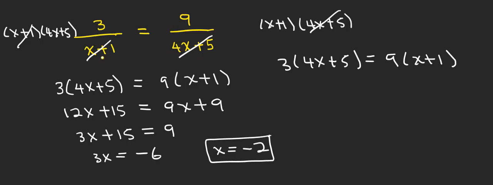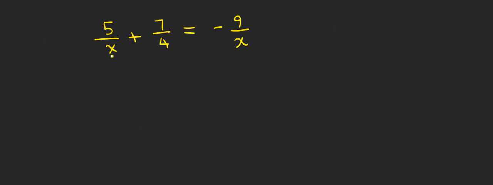So you end up getting the same thing. Now, you can only cross multiply when you have a single expression on one side of the equation, and you also have a single expression on the other side of the equation. Now you have 5 over x plus 7 over 4 equals negative 9 over x. Unfortunately, we cannot cross multiply here because you have more than one expression here. 1, 2. You have 2 rational expressions. So what you need to do is multiply each term by the LCM. In this case, it will be 4x.